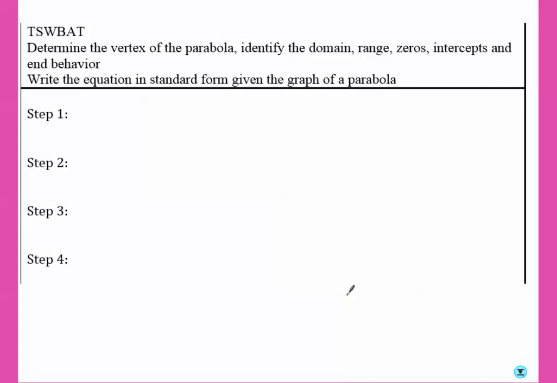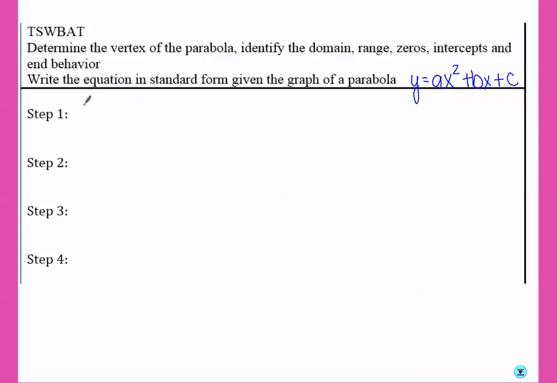All right, today we're going to be learning about how to graph parabolas or quadratics in standard form. So standard form of an equation looks like this: y equals ax squared plus bx plus c. So a is the number in front of x squared, b is the number in front of x, and c is the number on the end.